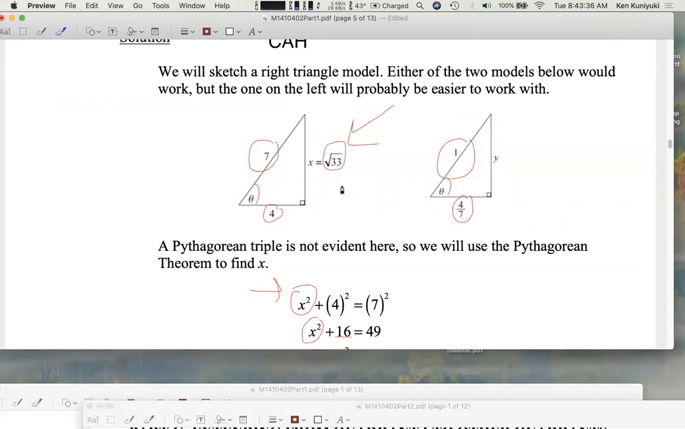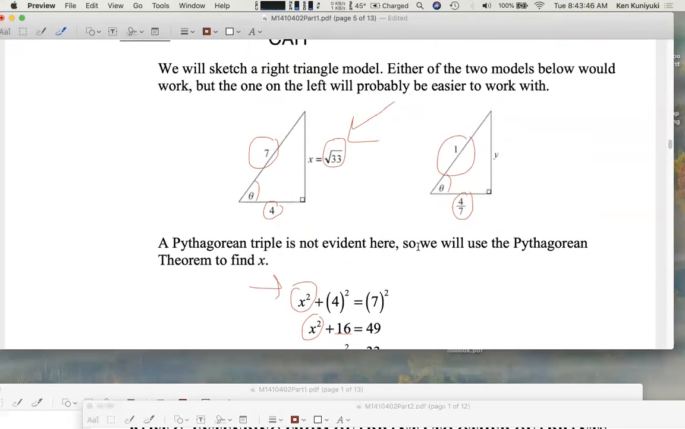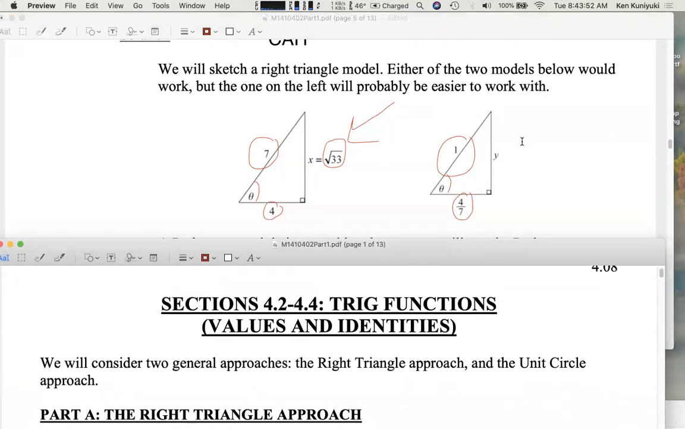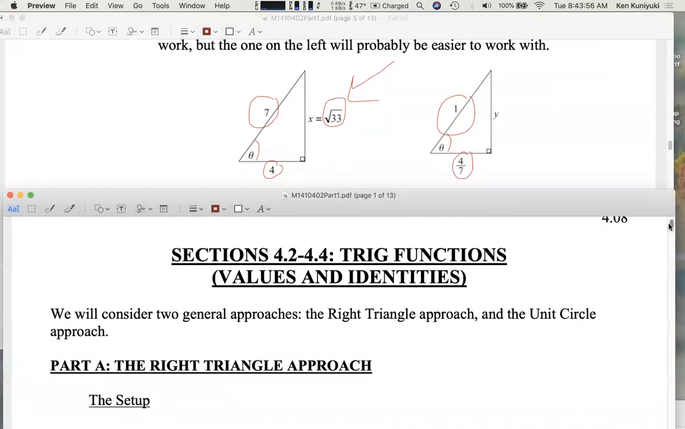Well, that really unlocks the whole puzzle for us. If we know this missing side length, then we can get all the ratios we need. All right, so let's do it. In fact, it might be a good idea if I take a copy. Yeah, so let's keep this up here, and I'll use my copy of this file.